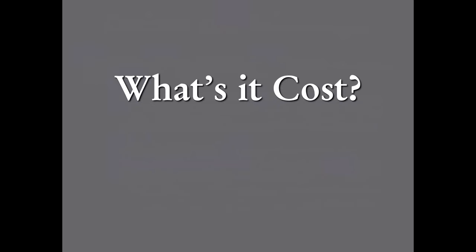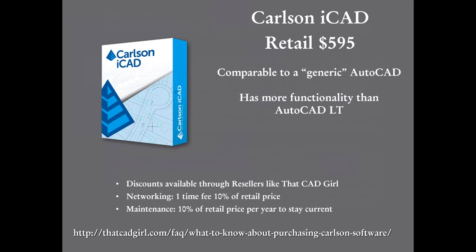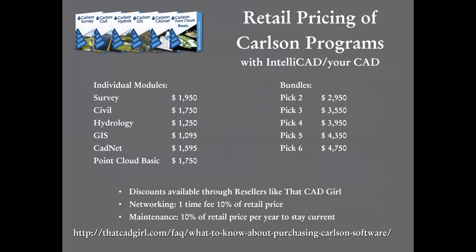And then the cost, I'm just gonna kind of fly through this just a little bit. Carlson has just a program called ICAD, so this would be very similar to an AutoCAD. Retail price is $5.95. Any Carlson reseller can sell that to you. You can buy it through Carlson. If you work through a dealer like myself, you'll probably get a discount. You may get some extra bonuses for training or whatever. And then just, again, retail pricing of the different vertical products that Carlson builds that'll work on top of IntelliCAD or your CAD. So, real quick here.